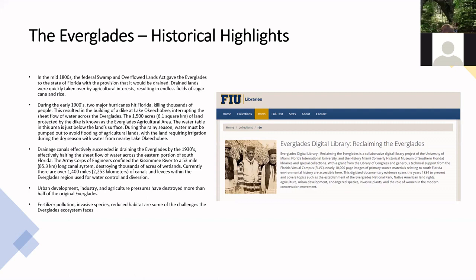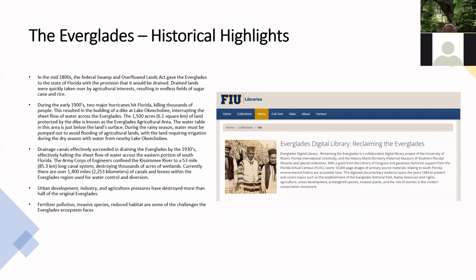During the early 1900s, 2 major hurricanes hit Florida, killing thousands of people. This resulted in the building of a dike at Lake Okeechobee, interrupting the sheet flow of water across the Everglades. The 1,500 acres of land protected by the dike is known as the Everglades Agricultural Area.